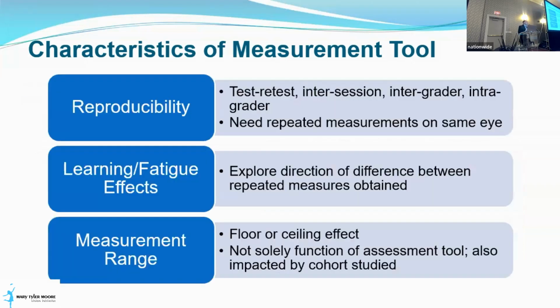Within a study, there are several characteristics of the measurement tool that are important for us to understand: reproducibility, test-retest, intersession, intergrader, depending on how subjective or objective the measure is. Certainly we'll do this by getting repeat measures on the same eye, understanding learning effects or fatigue effects, and the measurement range, which is not necessarily just an aspect of the machine itself, but could certainly be based on the cohort under study.